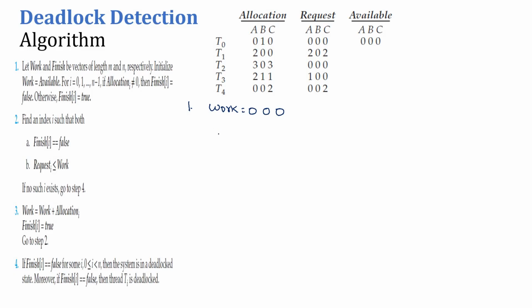Then Finish[i]: all the threads we must initially indicate as the false state. The next step is the condition on Finish[i]. The loop will execute for i equal to 0. Is Finish[0] equal to false? Yes, the condition is true.